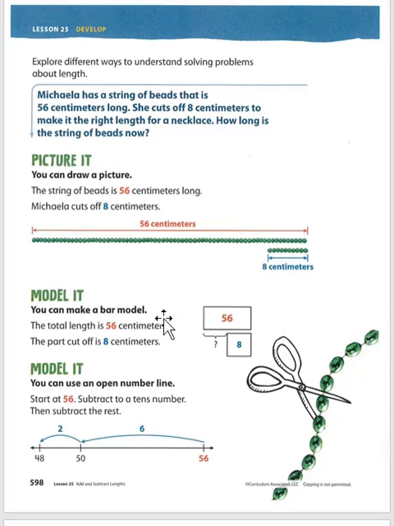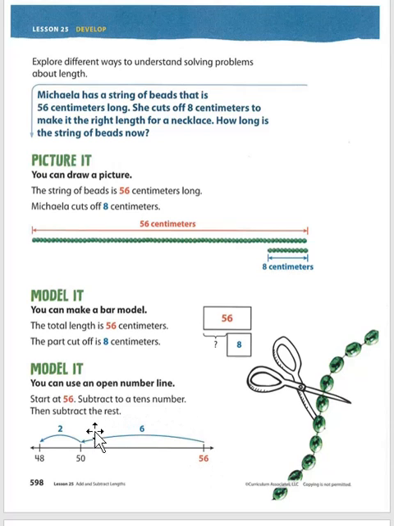598. Here's our picture it. You can draw the string of beads as 56 centimeters long. She cuts off 8. Here's 56. She cuts off 8. How much is left? Well, guess what? It's just like we did before. You could re-measure it, but we just need to know how to minus it. Okay, total length is 56. Took off 8. Part is 8. What's the other part to make the whole? Part is 8. How much more to get to 56? We're at 56. We are taking 8 away.